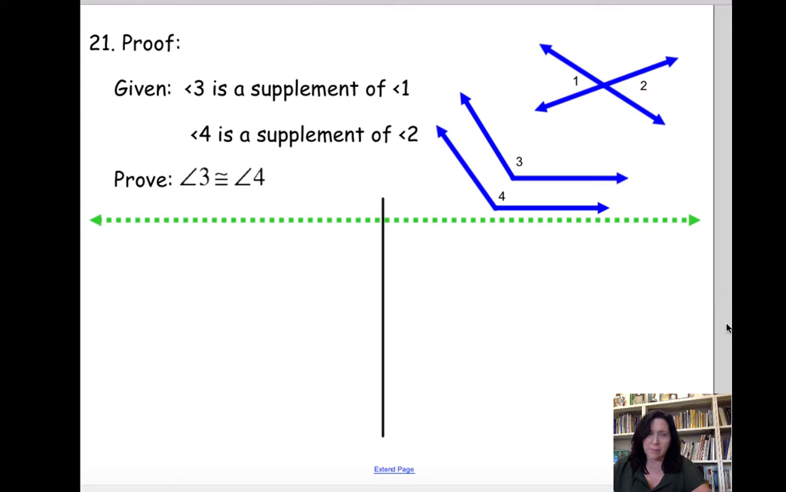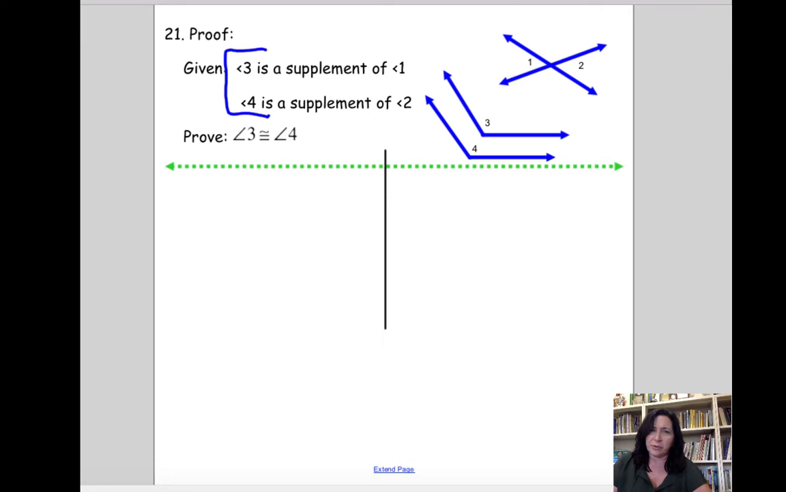Now, proofs are fun. Proofs are a friend. What we are given is this, that angle 3 is a supplement of angle 1. So that is equal to that. And 4 is a supplement of 2. That equals that.